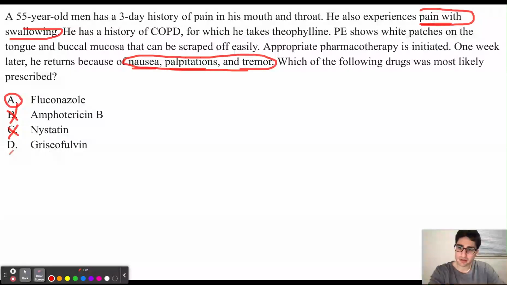Answer choice D is griseofulvin. Griseofulvin is going to be a cytochrome P450 inducer. So it would actually decrease the levels of theophylline in the body because it would induce the cytochrome P450 to metabolize theophylline more. So this would not be consistent with theophylline poisoning.